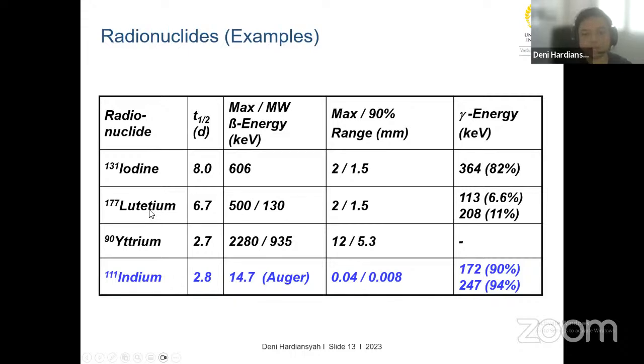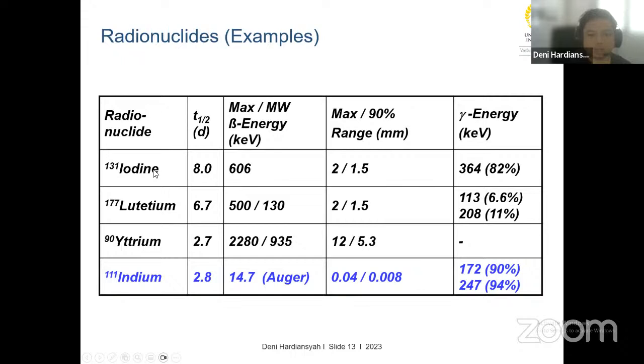So it depends on the type of the therapy itself. Sometimes people use lutetium, some of the time people use yttrium. And for calculating the absorbed dose, and then also performing the treatment planning, the dosimetry, we need to have this radionuclide with the gamma energy. Why? Because only gamma energy that we can measure with diagnostic imaging.